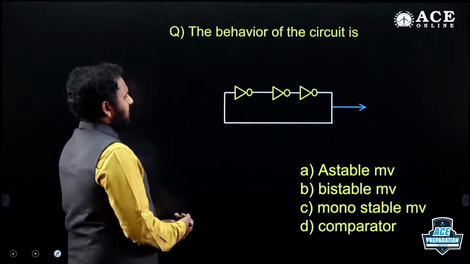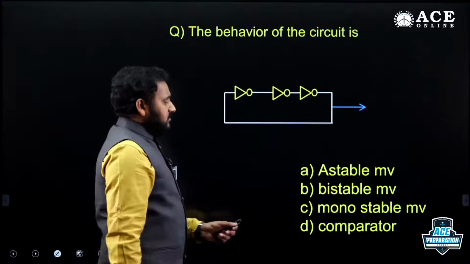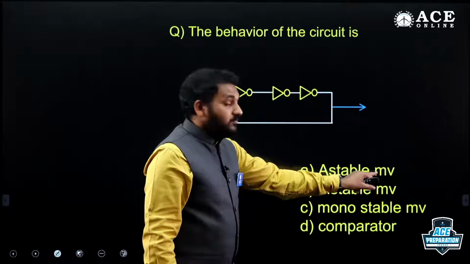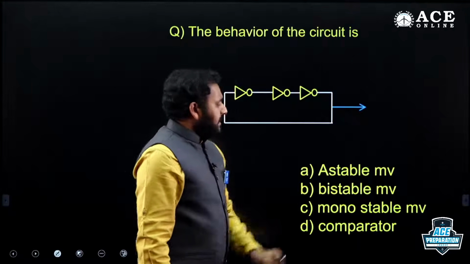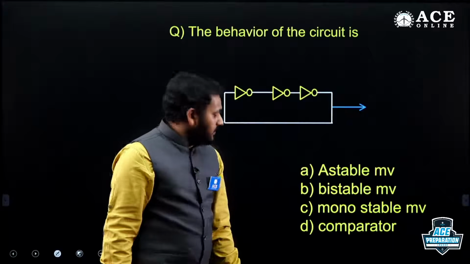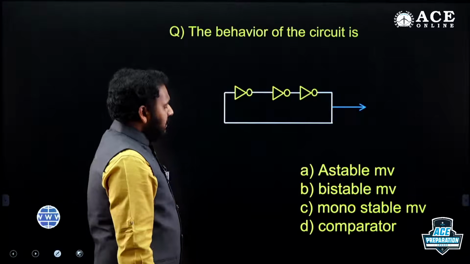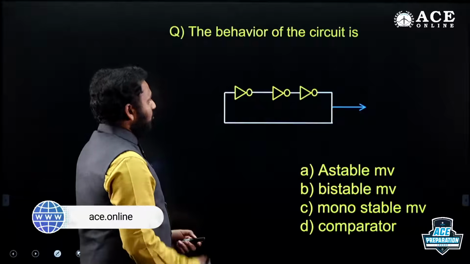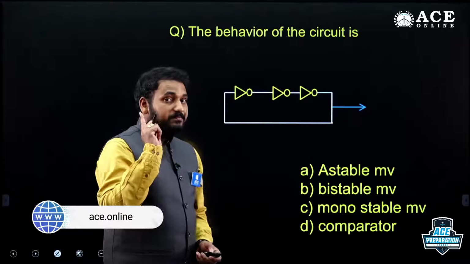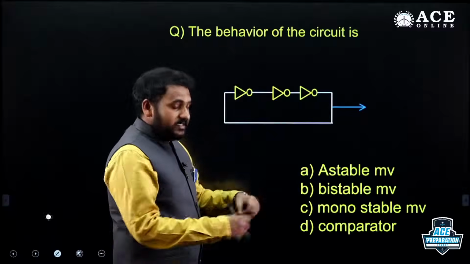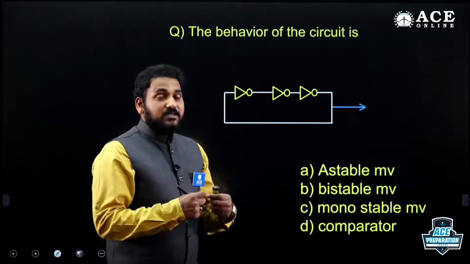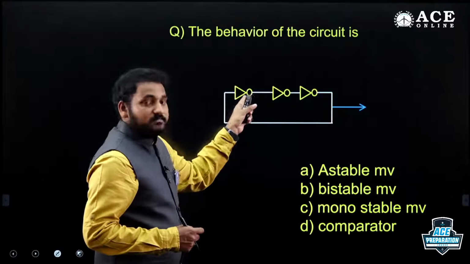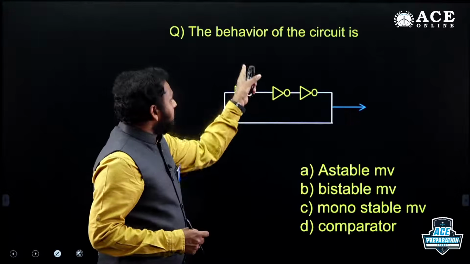Now, the behavior of the circuit. Astable multivibrator, where MV stands for multivibrator, bistable multivibrator, monostable multivibrator and comparator. What is the behavior? How to understand this type of circuit? Please remember, the explanation that I am going to give is valid for this type of system which has a closed loop like this. We are not going to represent the power supply.